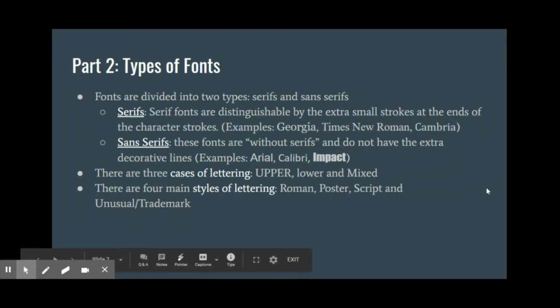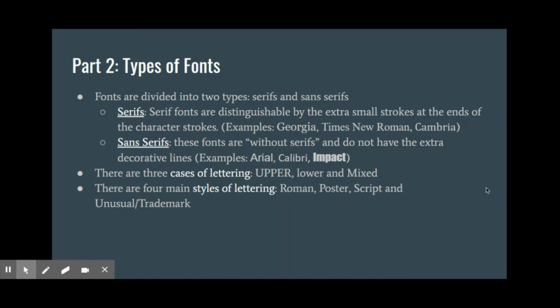All right. So part 2, types of fonts. There are 2 types of fonts, and technically the term is not font. Technically the term is typeface, but I wanted to use font because that's a word that you are more familiar with. So technically they're called typefaces, but for now I'm just going to call them fonts. Essentially, same difference. So fonts are divided into 2 types, which I've mentioned previously. One of those is called a serif. The other one is called sans serif.